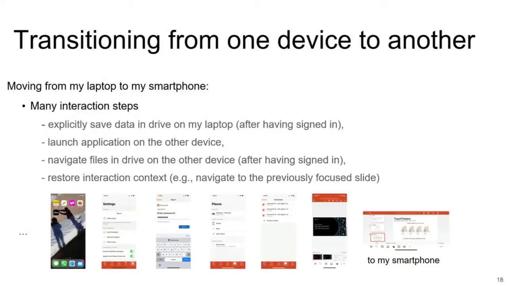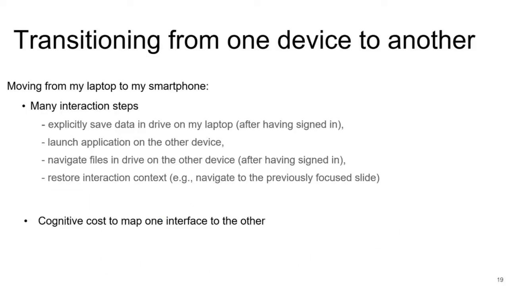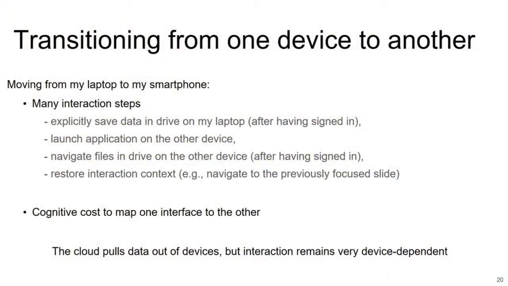So here we have an illustration of the first problem, the number of interaction steps for transitioning from one device to another. And it's not the only problem. It's quite often that the difference in screen sizes makes the UI look different on two different devices. So for example, once on my smartphone, I don't know anymore what I should do to adjust the font size. While I knew where this control was on my laptop, I have no idea where it is now on my smartphone. So in the end, while the cloud makes it possible to access data independently from the device I am working on, interaction remains very dependent on the device.